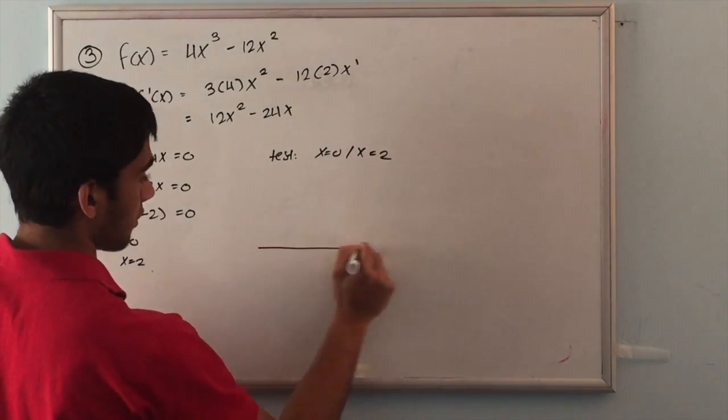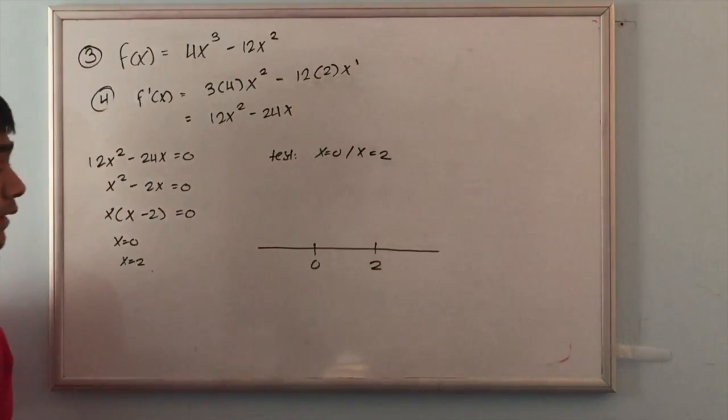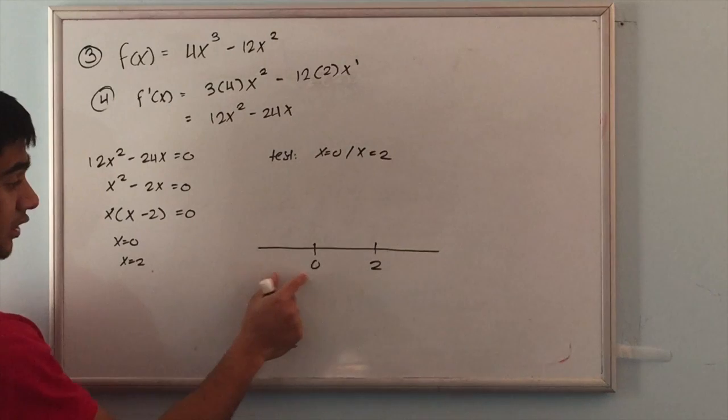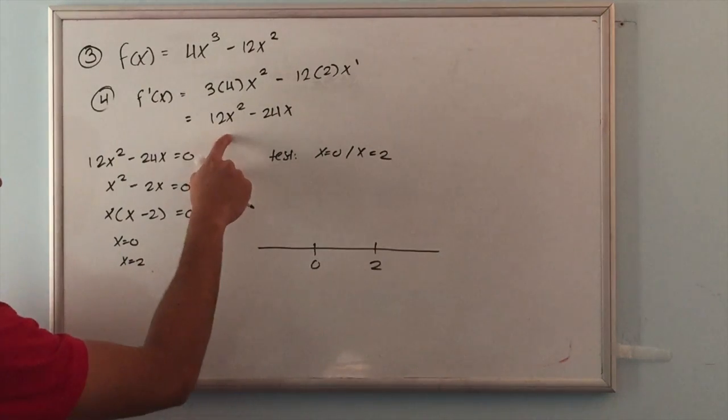So again, let's draw a number line. We have 0 over here and 2 over here. And now remember, we have three areas to test. We have to test this area, this area, and this area to determine the sign of what we get, so we can find out any maximums and minimums and the intervals of increase and decrease. So let's pick a number left of 0. Let's pick -1, and remember we have to test it in the derivative.